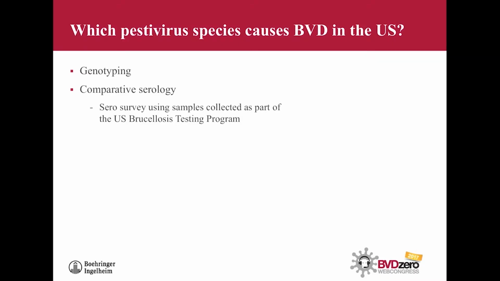So our question then is, which pestivirus species causes BVD in the U.S.? To answer this question, we use genotyping of viruses that have been isolated from cattle in the U.S. We can also do comparative serology and see what cattle are responding to. Serology isn't an isolation and identification of the virus. It's asking what viruses are recognized in sera from animals in the United States.